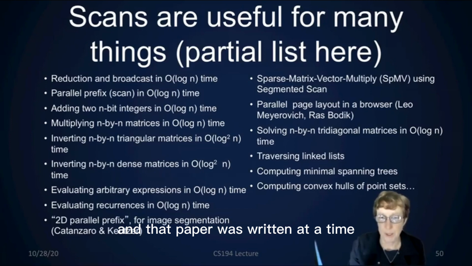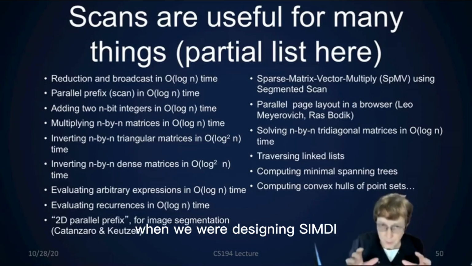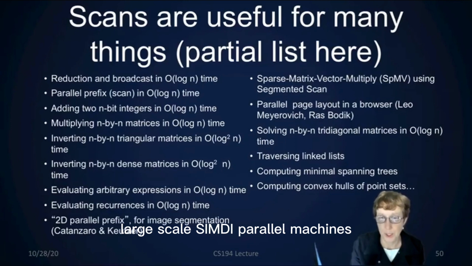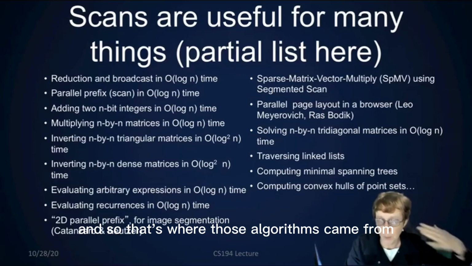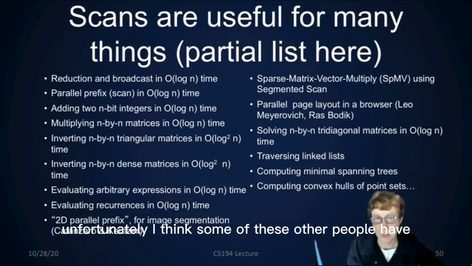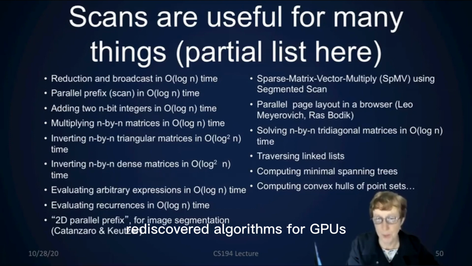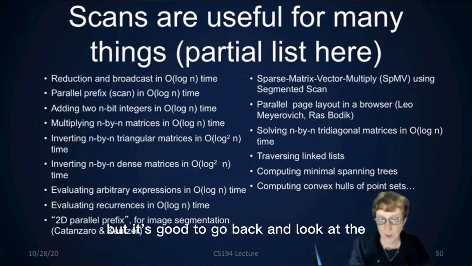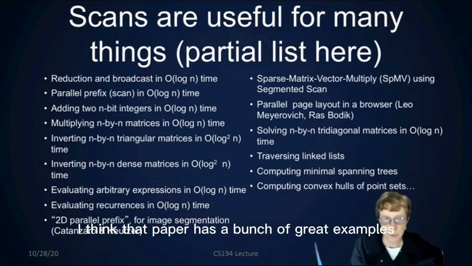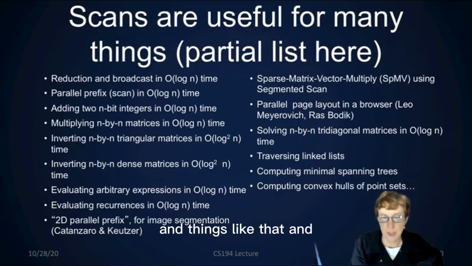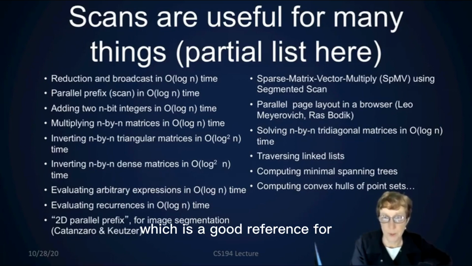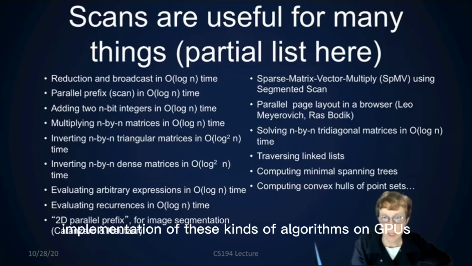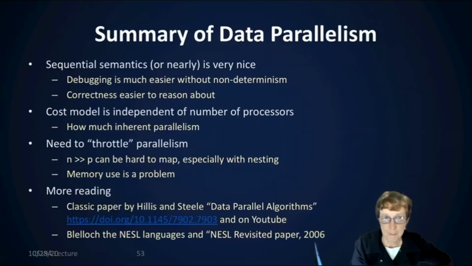And that paper was written at a time when we were designing large-scale SIMD parallel machines, when the parallel machines really were these massive numbers of little tiny processors. And so that's where those algorithms came from. Unfortunately, I think some of these other people have rediscovered algorithms for GPUs, but it's good to go back and look at that paper, which has a bunch of great examples, like the list doubling example and things like that. And then you can look at some of the GPU papers, like the one I pointed to on sorting, which is a good reference for more recent implementations of these kinds of algorithms on GPUs.